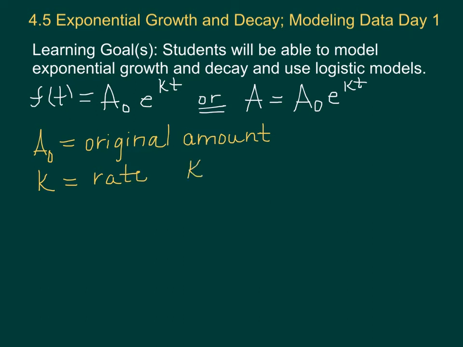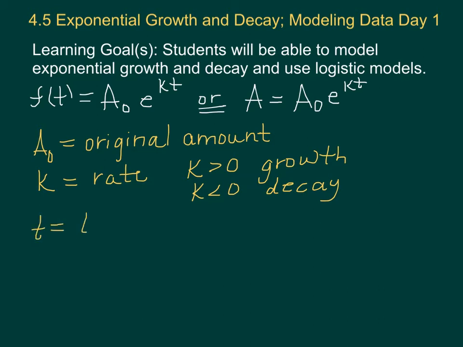So if k is larger than 0, it's growth. And of course, if k is smaller than 0, then it's decaying. And then t is your time, and they'll tell you if it's in years or days, or they'll give you that actual unit. And of course, e is the key on your calculator.